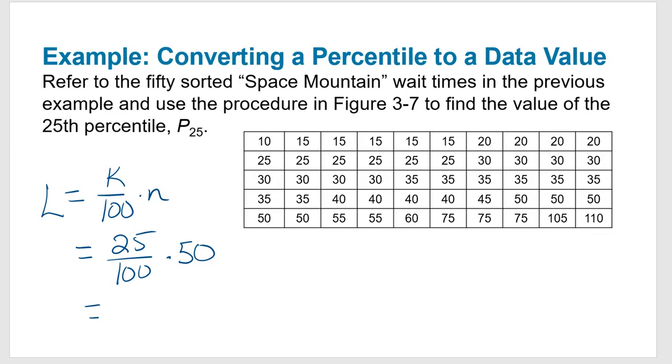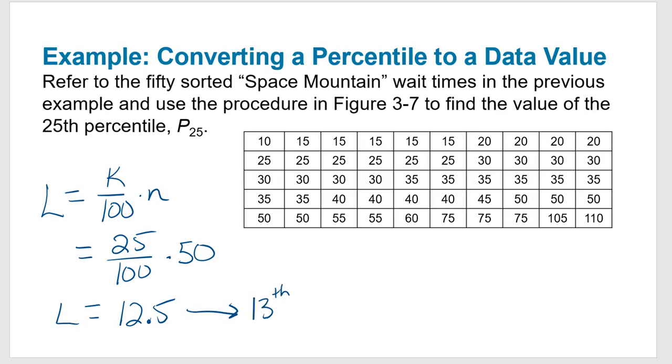If I do that all out, that's 1/4. 1/4 times 50 is 12.5. So my locator did not come out to a nice whole pretty number. So that means I'm going to round it up. So we're going to round up to the 13th position.